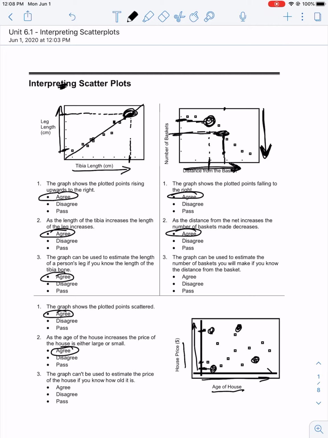And the graph can't be used to estimate the price of the house if you know how old it is. I would agree with that. I don't know how much a house that is this old is going to cost. It could be down here, it could be up here, we don't know. It's probably more like, it's not about how old the house is, it's about how well it's been taken care of.